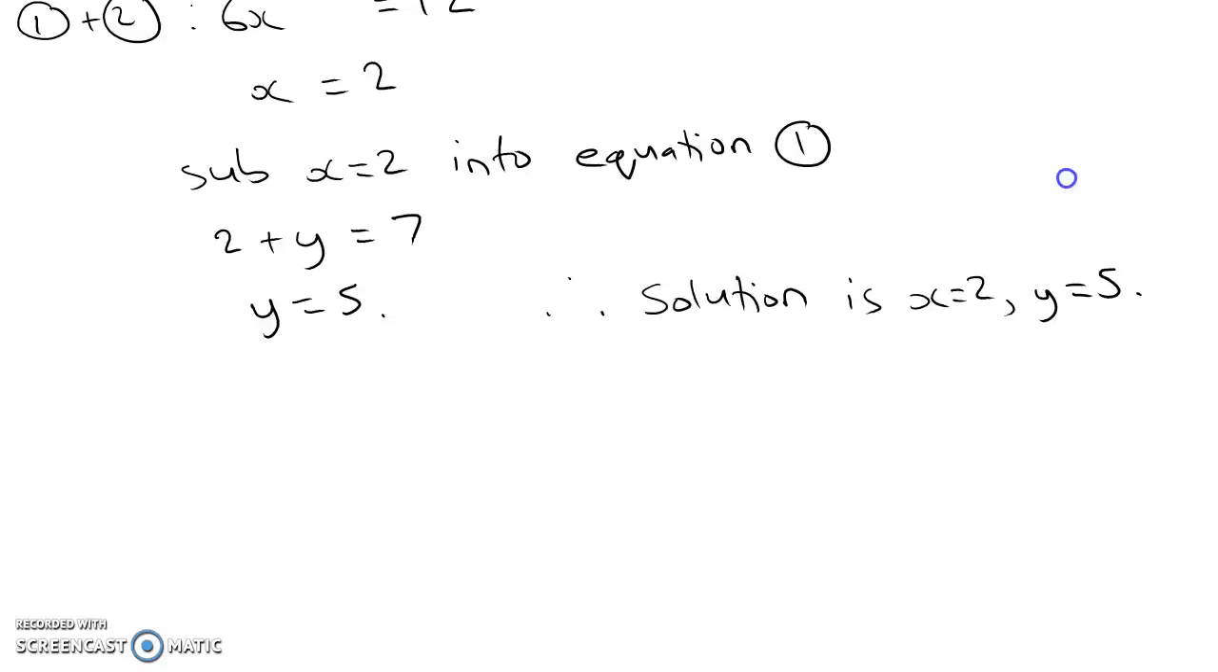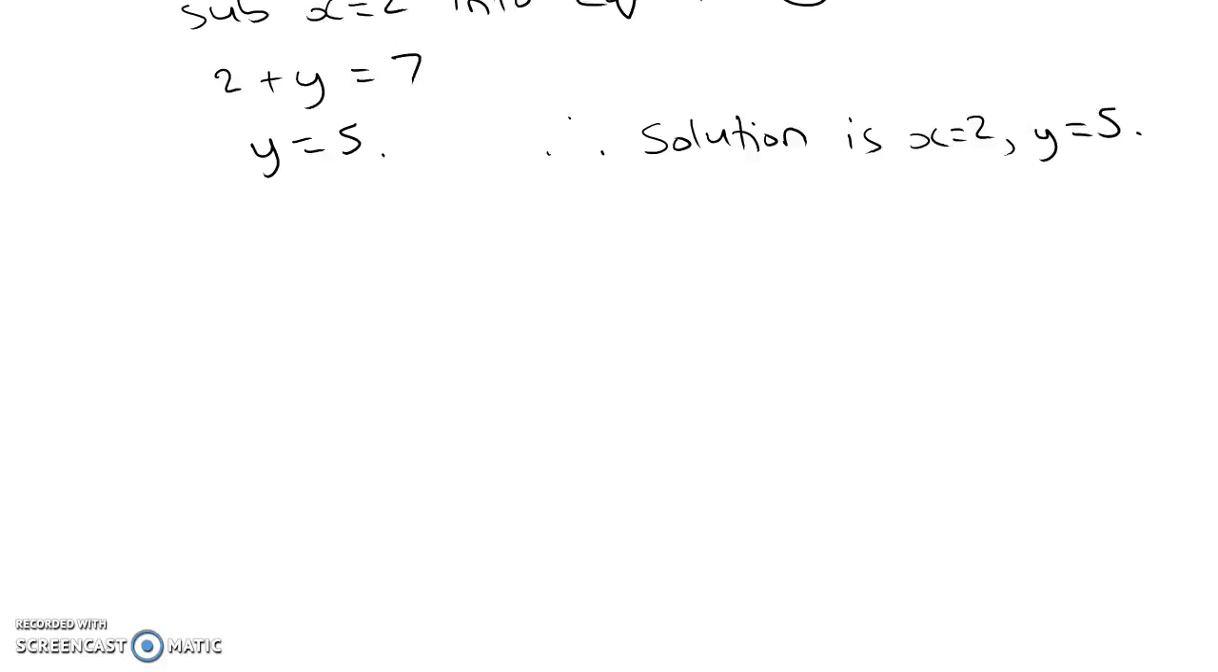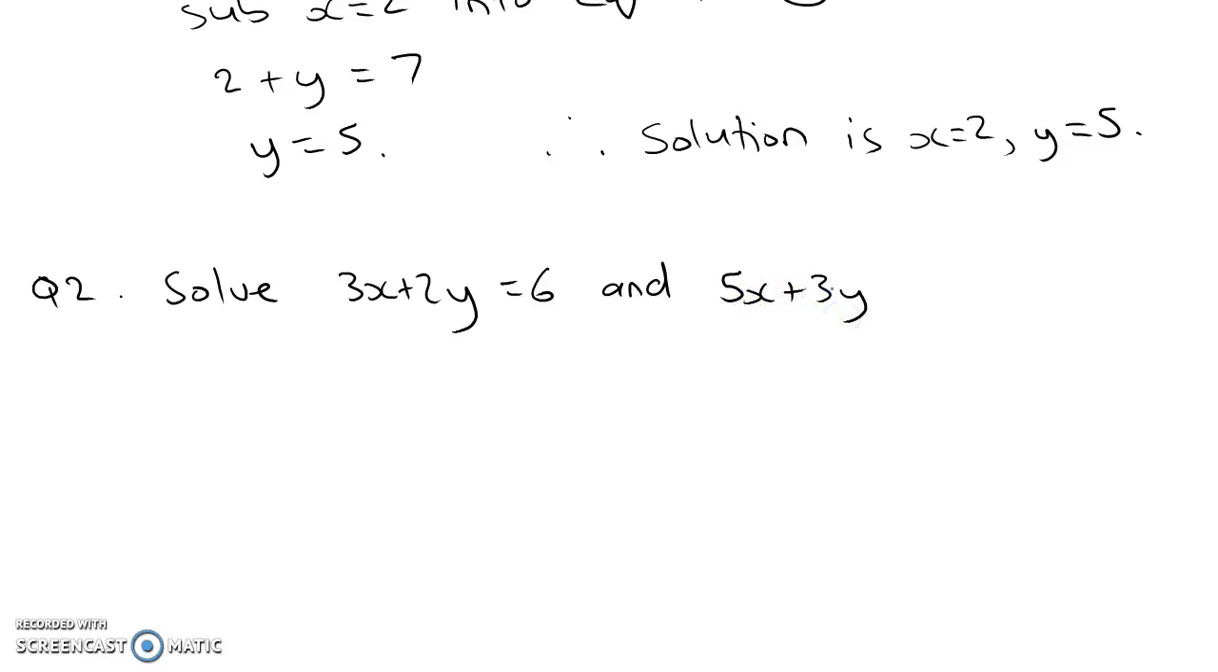Now let's have a look at another question that's a little bit trickier. Let's solve 3x plus 2y equals 6, and 5x plus 3y equals 11 by elimination.